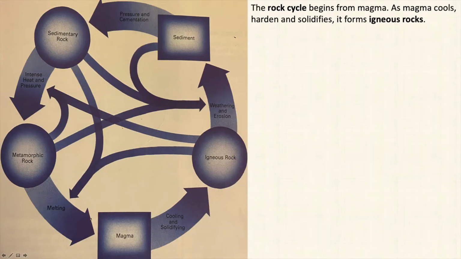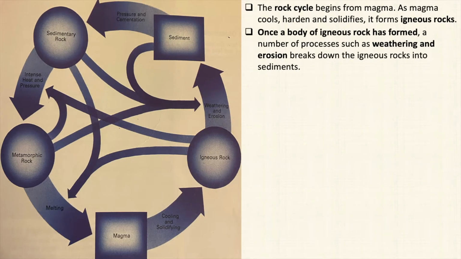As you can observe in the illustration to the left, the rock cycle begins from magma, which is molten rock. As magma cools, hardens, and solidifies, it forms igneous rocks. Once a body of igneous rocks has formed, a number of processes such as weathering and erosion break down the igneous rocks into sediments. And what is weathering and erosion?